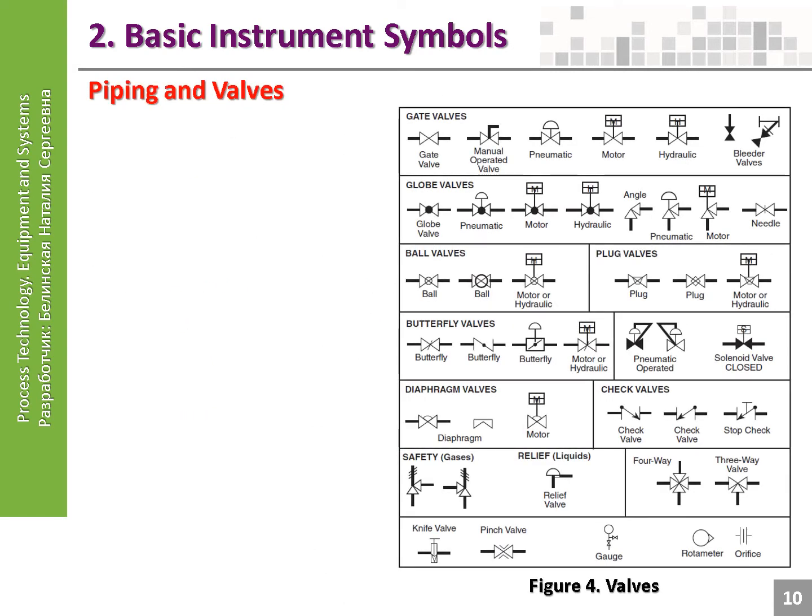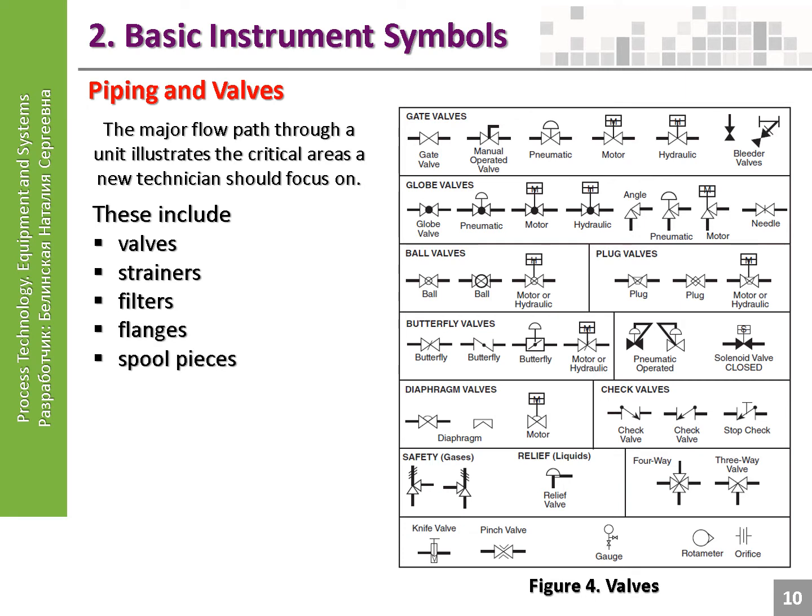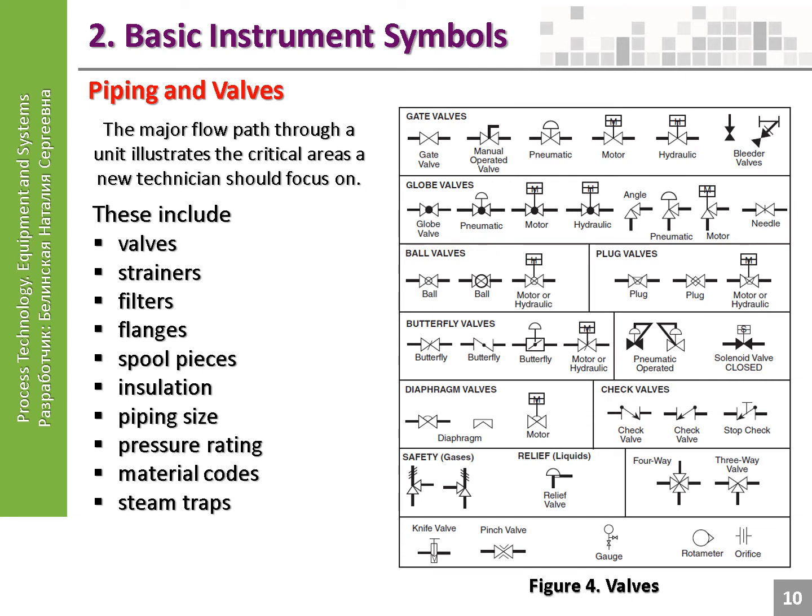Piping and valves. The major flow path through a unit illustrates the critical areas a new technician should focus on. These include valves, strainers, filters, flanges, spool pieces, insulation, piping size, pressure rating, material codes, steam traps.